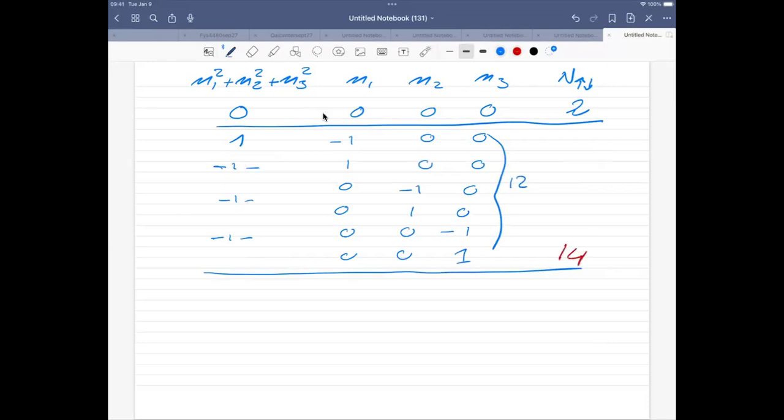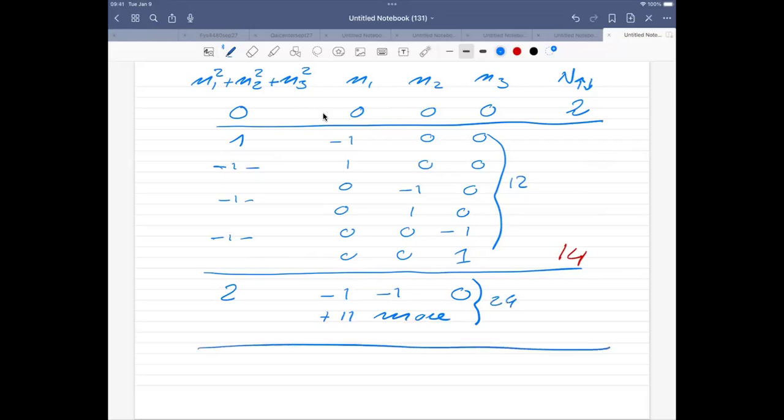Then it's pretty easy to see what it will look like for 2. In the case of 2, I could have -1, -1, and 0. Obviously, I cannot have 2, because then I would get 4 as energy at least. In this specific case, we have 11 more combinations. So with 2, I get 24 more, and that means that I can fill in up to 38 particles.